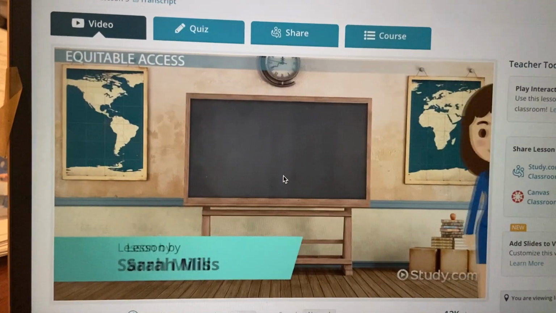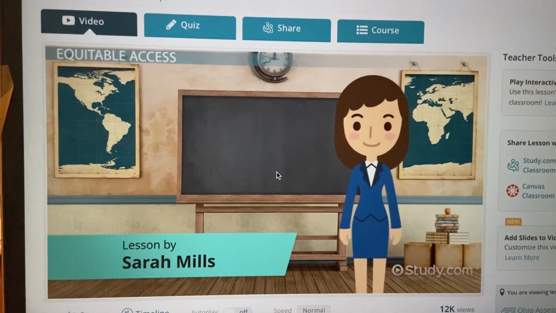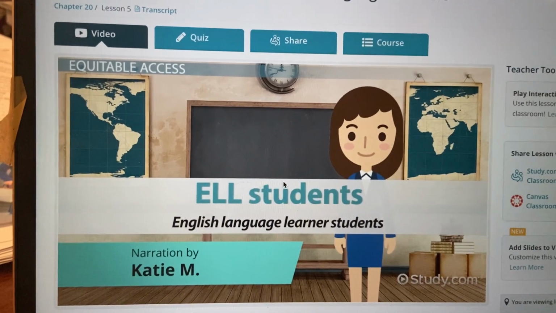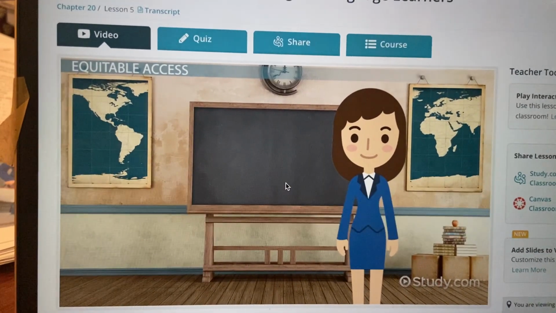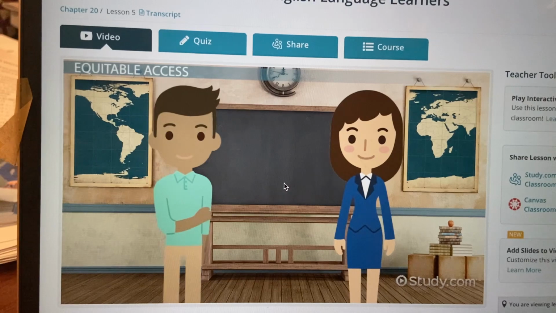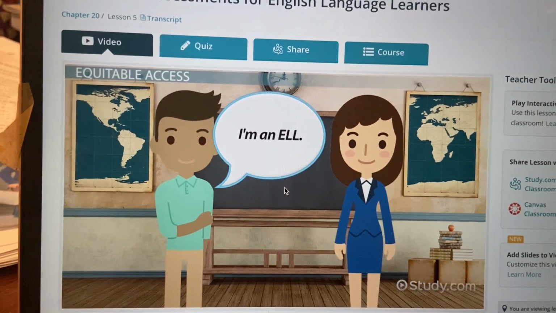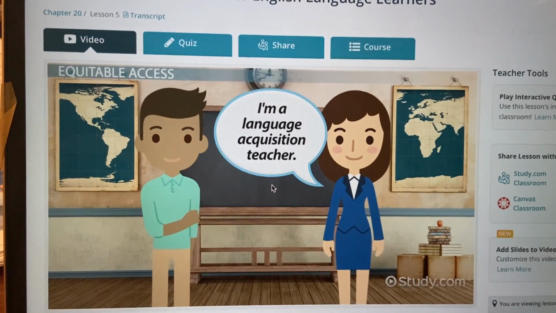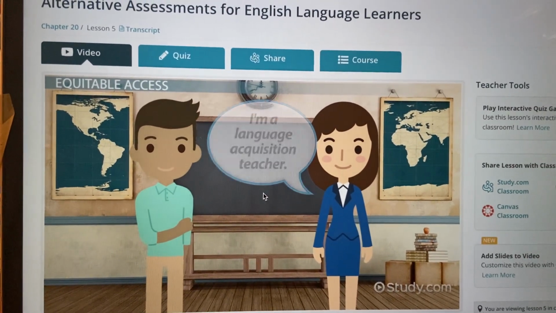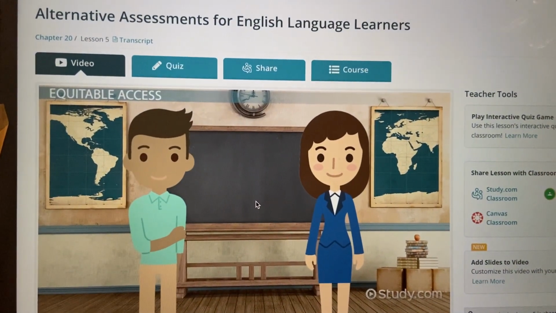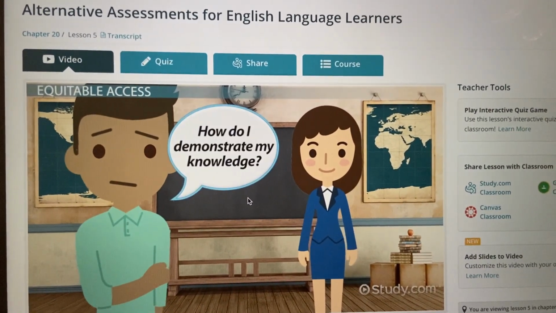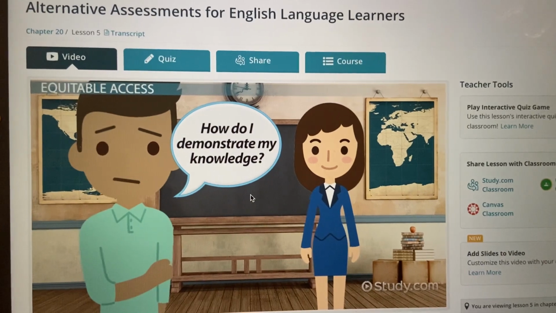As a teacher, you probably know that it's essential to keep track of your students' progress. When you assess ELL students, or English language learner students, on content that's been taught in your classroom, what are you actually assessing? Unless you're an ELL, or language acquisition teacher, you're probably not assessing your students' ability to read, speak, and understand the English language.